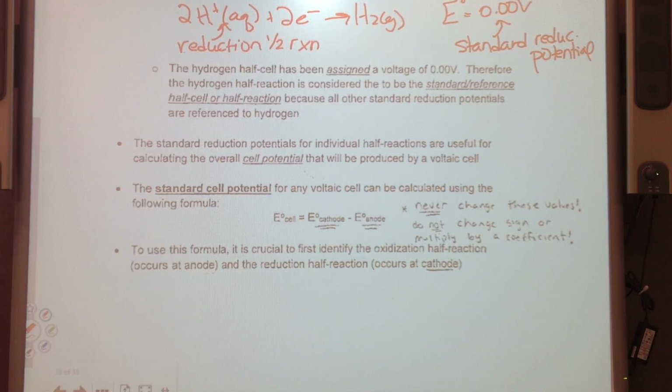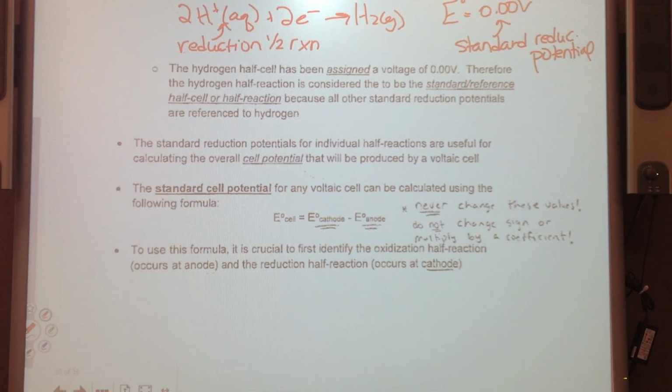Any voltaic cell can have it calculated out by taking the potential voltage of the cathode and subtracting from it the potential voltage of the anode. Okay? You can't change the values. Don't change the sign or multiply by a coefficient. These values are the way they are. So unlike when we're balancing half reactions and we multiply everything through, even if you have to multiply it by 1 by 6 and 1 by 4, you don't multiply the cell potential by that value.